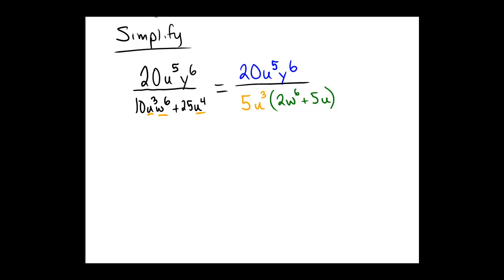And now we get to do our magic. U cubed on the bottom, u to the fifth on the top, so that's going to leave a u squared. There were 5 copies on top, 3 copies on bottom, so 3 copies reduced with 5 to leave me with 2. And the numbers 20 and 5 reduce to become a 4, or a 4 over 1 if you prefer. So the final answer to this question is going to be 4 u squared y to the sixth, over the part that's in green because it was untouched, 2w to the sixth plus 5u.